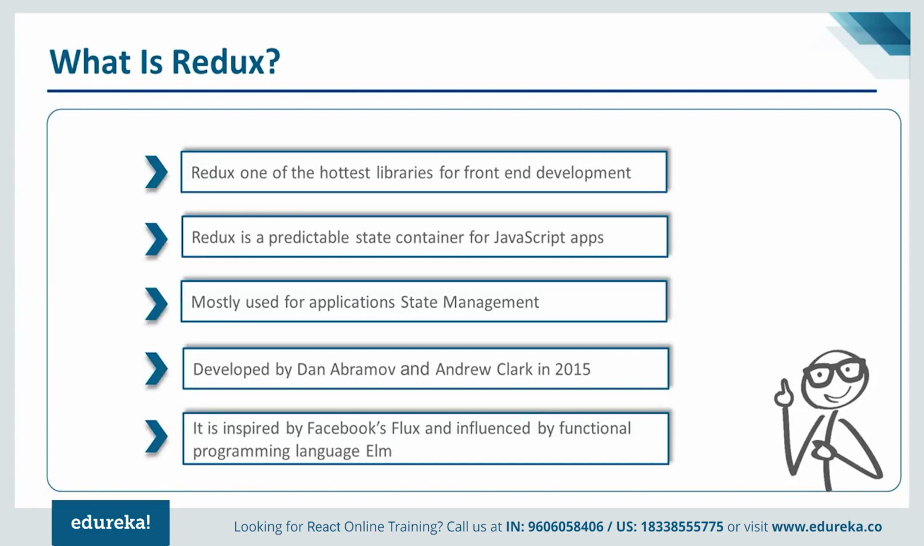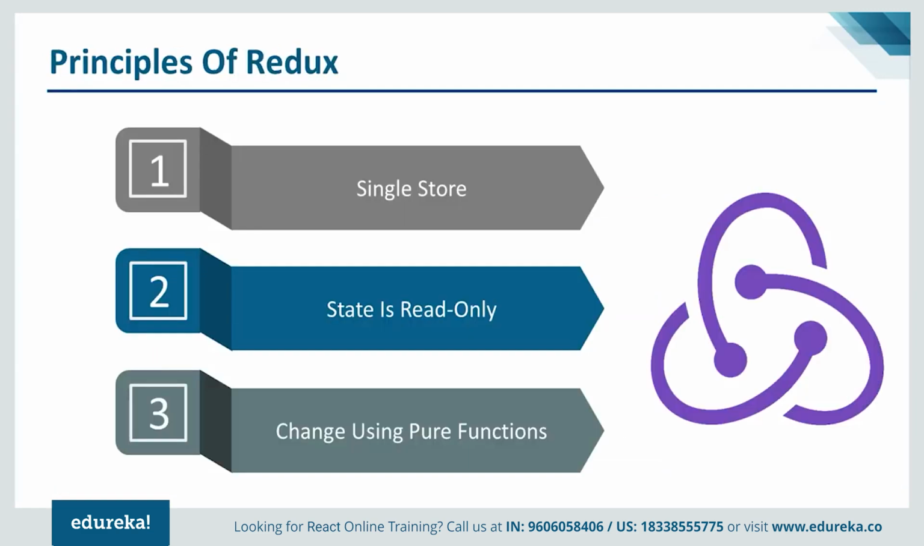And to support this statement, I can give you evidence that if you check on GitHub, Redux has more stars, more popularity on GitHub as compared to Flux. Now, what are the basic principles of Redux? There are mainly three core principles of Redux. First one, that it has a single store. The state is read-only. And third one is that changes are made using pure functions.